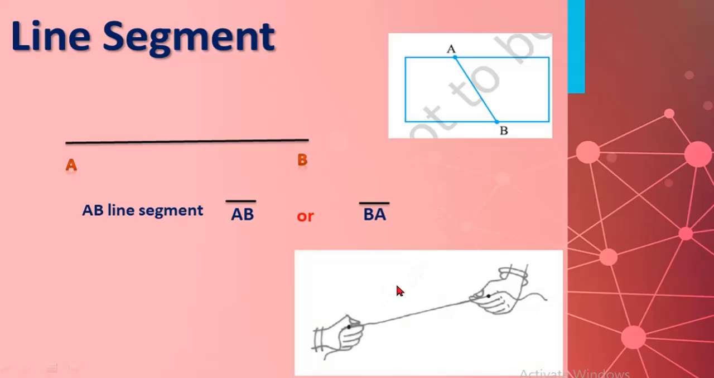Here is another example which we can see. If we take a thread and hold it in your hands, then the two points on your hands can also be denoted as the two points of the line segment.